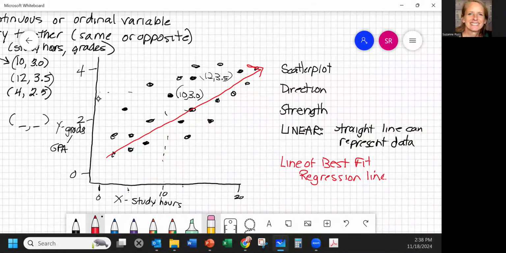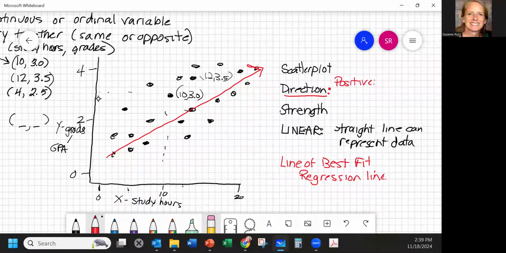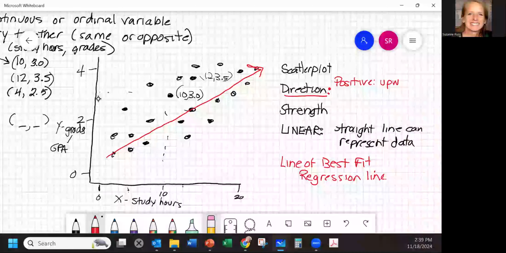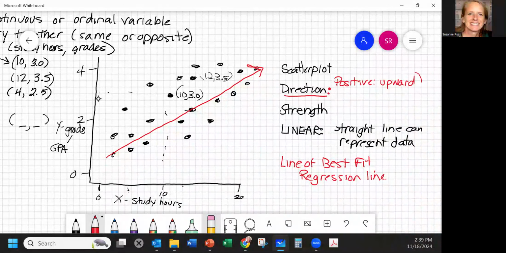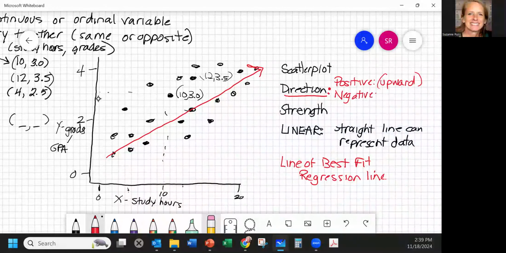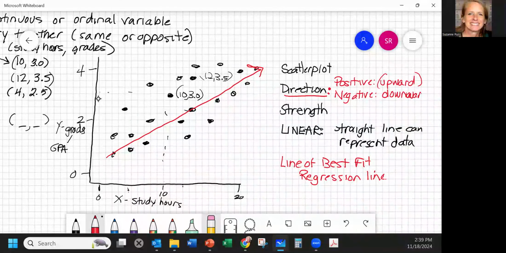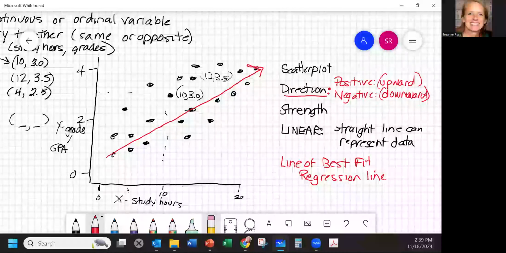And so we can use this line, I'll keep with the red here representing the line, to tell the direction of the relationship. And the direction can be one of two things. It can either be positive, the line goes in an upward direction, or it can be negative, the line goes in a downward direction. Now, make note, this is not anything indicating good or bad. This is just the way that line filled out.